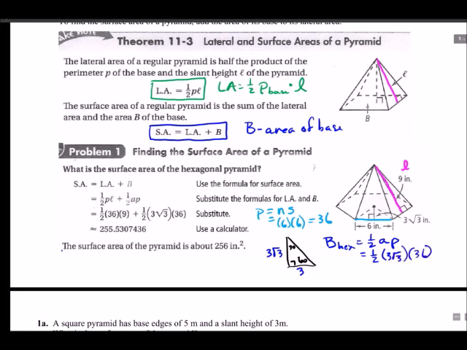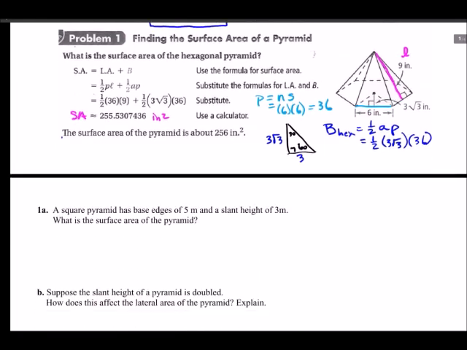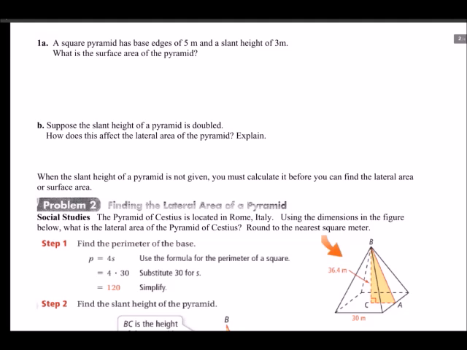And so if we look here, we can find surface area is 1/2 perimeter times slant height plus 1/2 times the apothem times the perimeter. And we throw all that into our calculator, and we get surface area is about 255.5 inches squared. Now it's your turn. Go ahead and pause the video and do the next couple problems.